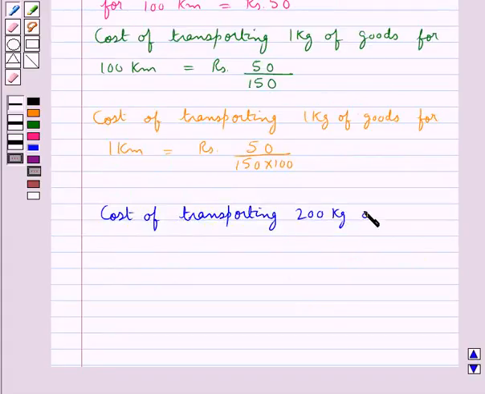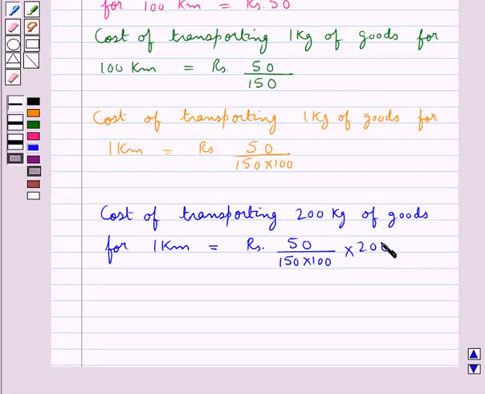Then next we have the cost of transporting 200 kg of goods for 1 kilometer, which is equal to rupees 50 upon 150 into 100, this whole multiplied by 200. Now more the weight of goods, more would be the cost of transporting it.